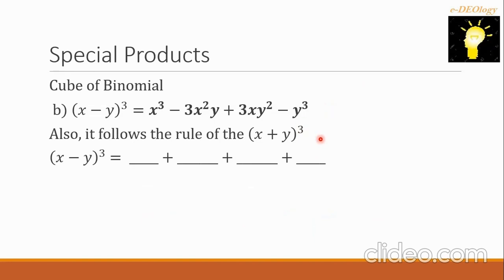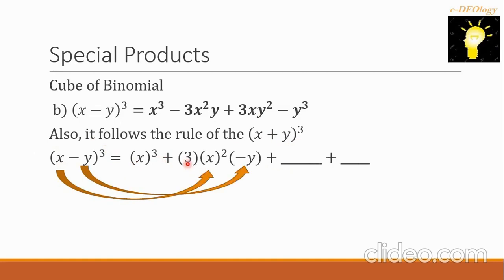There's also one idea here that this rule follows the x plus y raised to 3. Suppose we are discussing this rule. Let's have this example to be solved. So now I'm going to write the 4 blanks and then connected by the plus signs. So please follow me. The first blank, I'm going to put the x and then put the power 3.